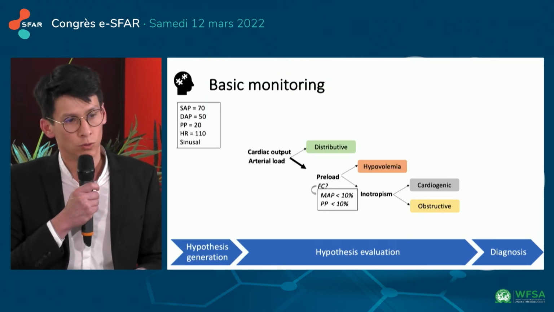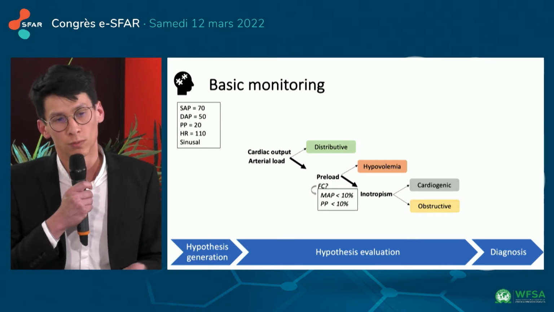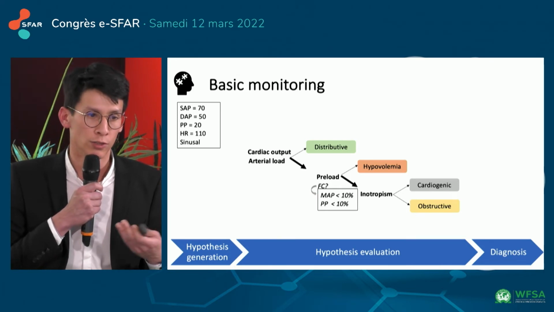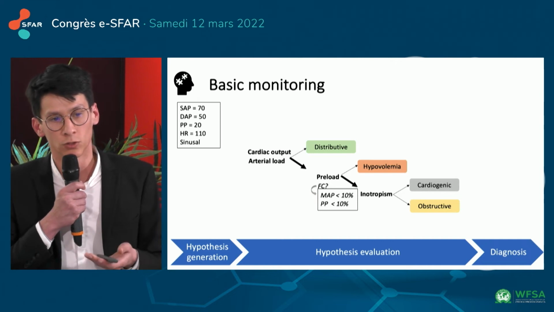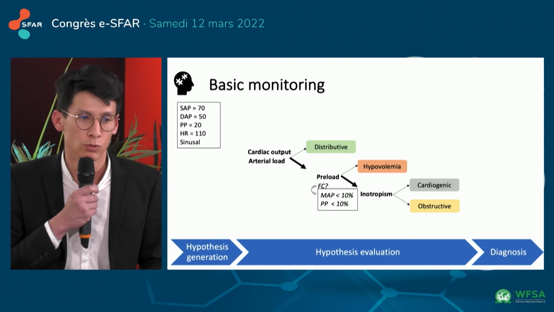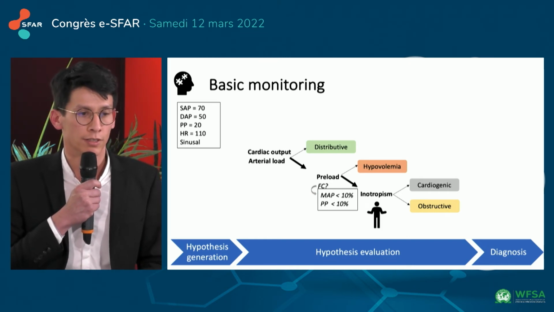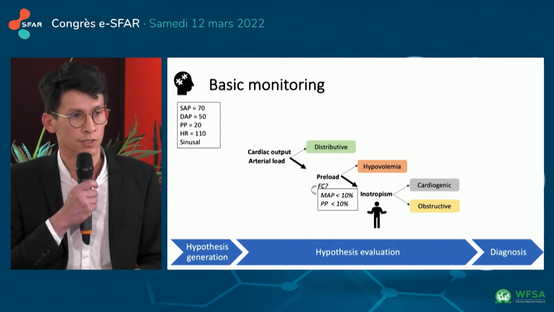So let's say you're looking at those indices and your patient is not preload responsive. So now the next step is to determine your patient's inotropism in order to know if you're facing cardiogenic or obstructive shock. And with your basic monitoring, you are unable to determine the inotropism of your patient, so you cannot diagnose which kind of shock you're facing.